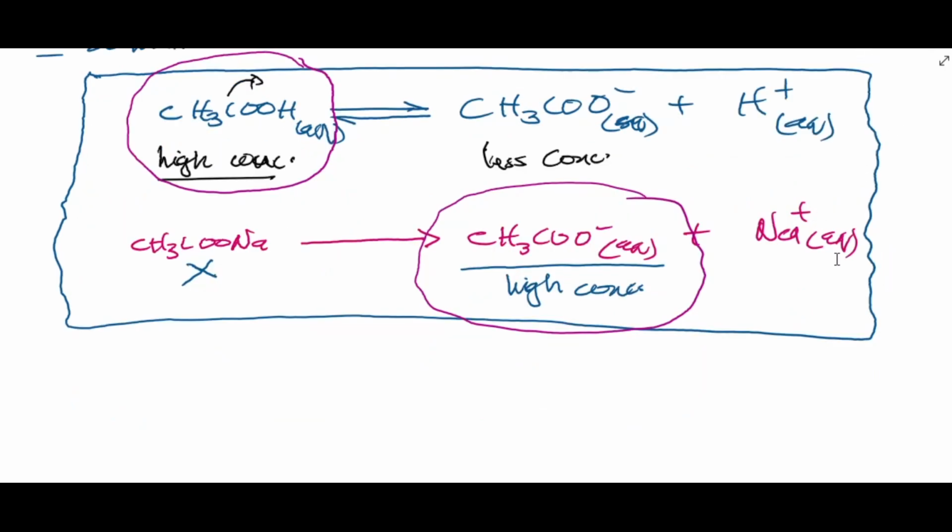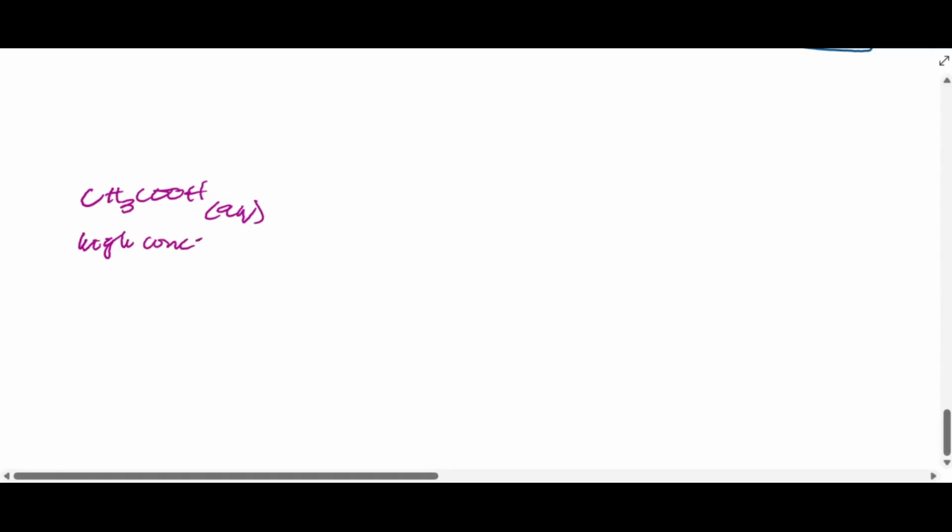So let's rewrite this equation as a single equation, CH3COOH, which is high concentration this time around, and then with ethanoate ion, CH3COO minus, which is also high concentration because we get that from sodium ethanoate in the aqueous solution, plus hydrogen ion. So we need only the hydrogen.